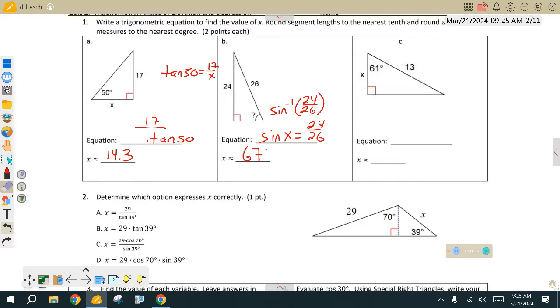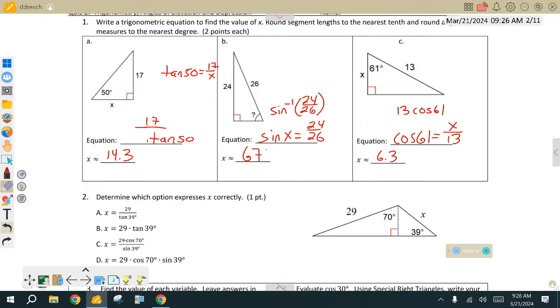Last one, standing at 61 degrees. What do we have? Cosine, right? Cosine of 61 equals opposite. Nope, sorry, that's adjacent over hypotenuse. That answer is fine, or you could have said what? 13 times the cosine of 61. Rounded it. That's what gets you full points next time.